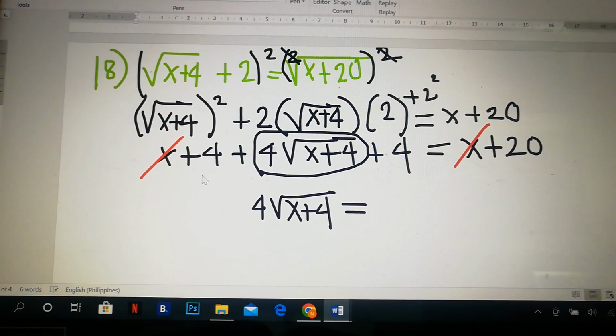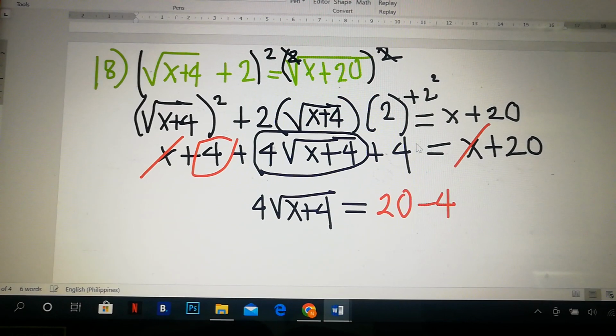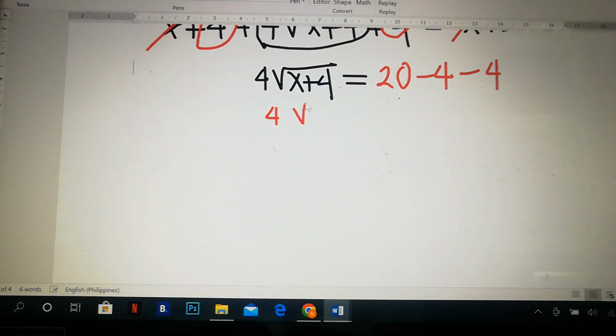So that becomes 20. Transpose positive 4, minus 4. So this one, transpose the other positive 4, another minus 4. So that is now equal to 4 square root of x plus 4 is equal to 12.